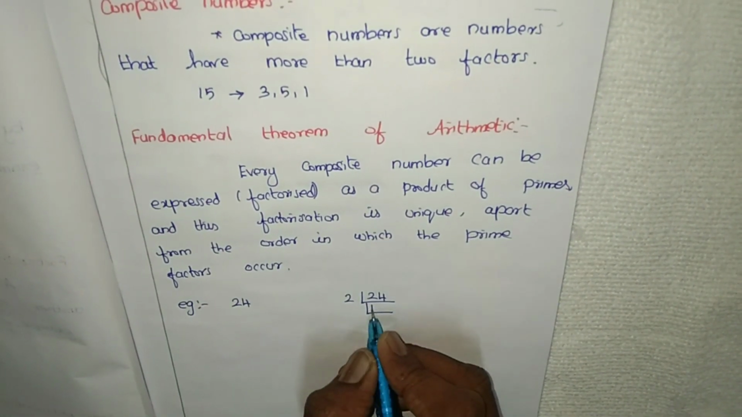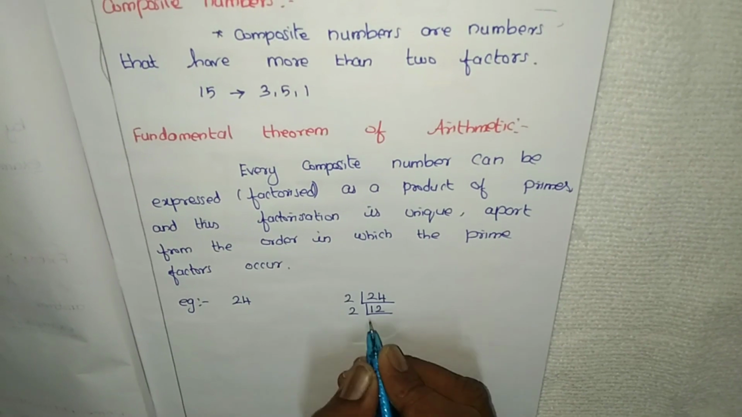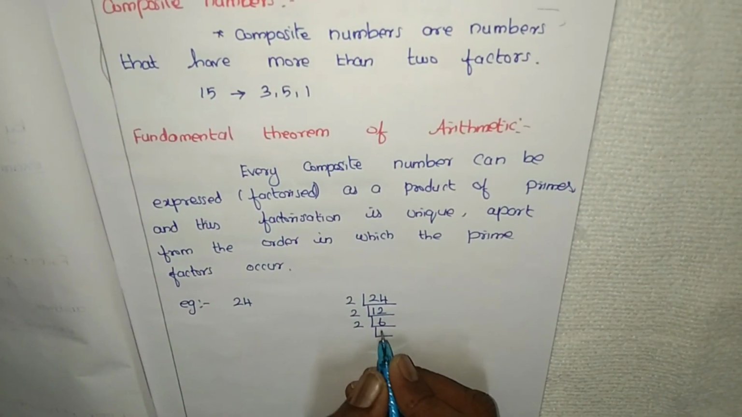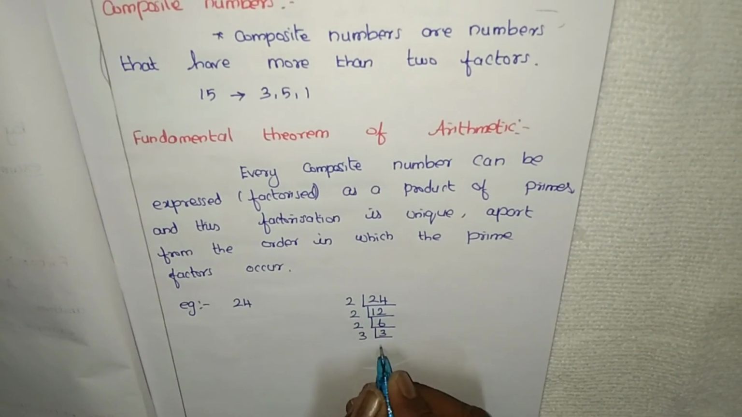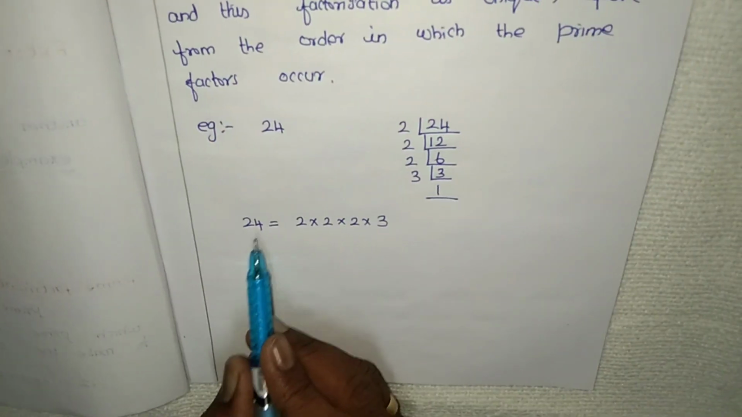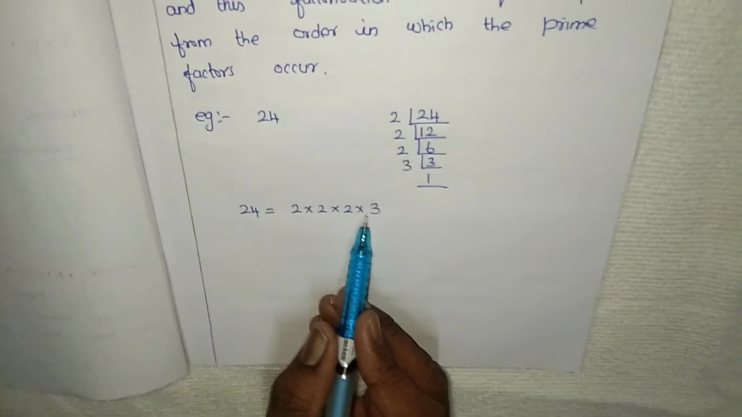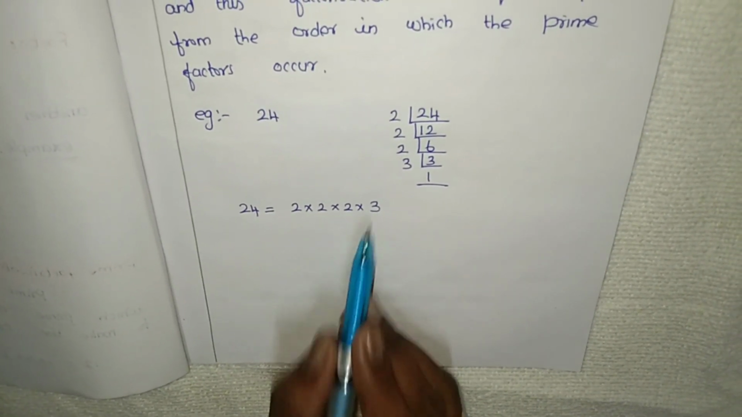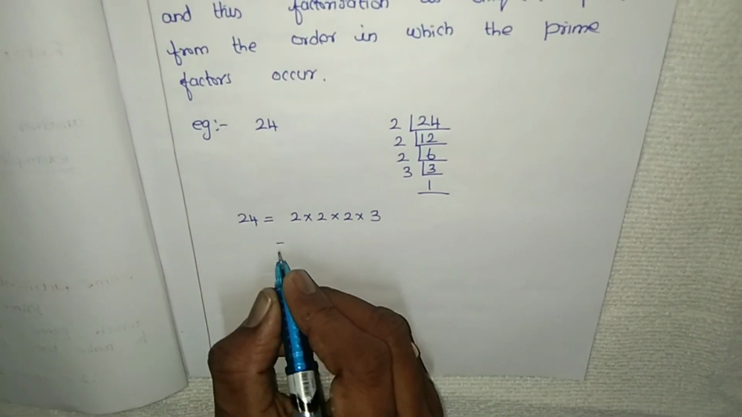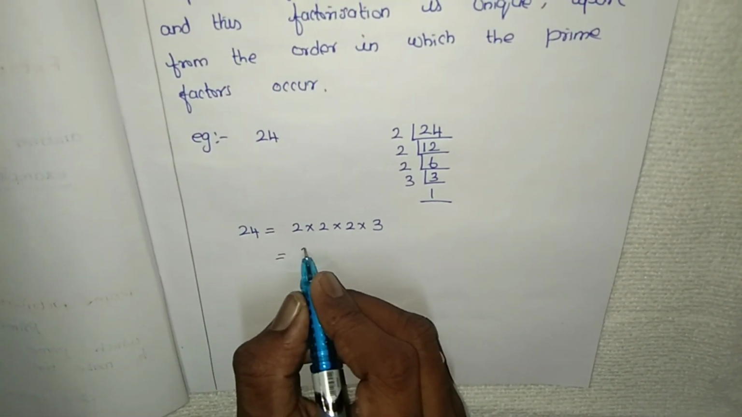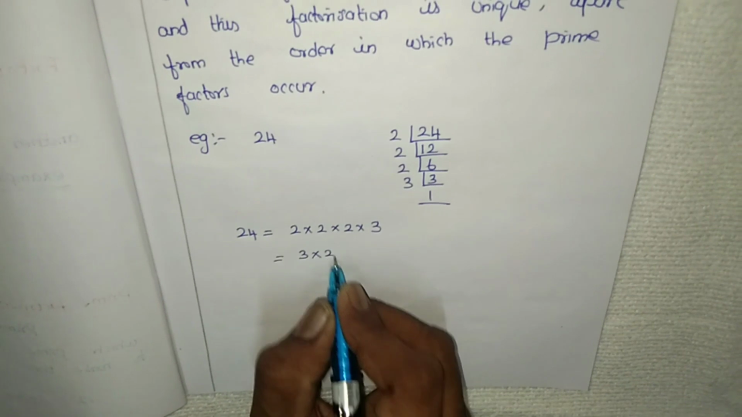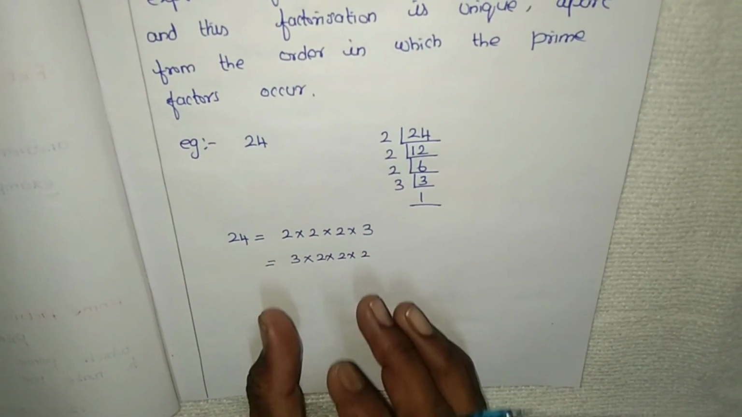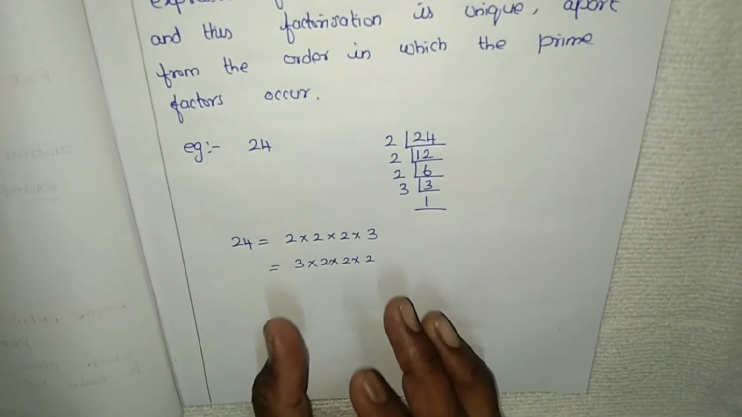2 times 1 is 2, 2 2s are 4, 2 times 6 is 12, 2 times 3 is 6, 3 times 1 is 3. So 24 we can write as a product of prime numbers. 24 is equal to 2 into 2 into 2 into 3. If you change the order also, the value does not change. You can write 3 into 2 into 2 into 2. And it's unique. Unique means fixed value. You will get the fixed value.